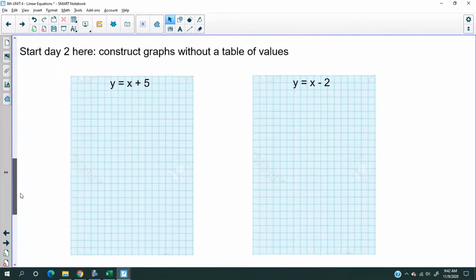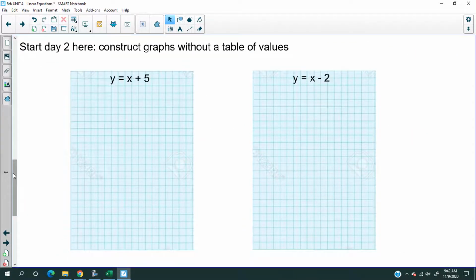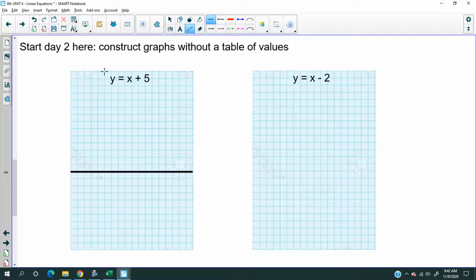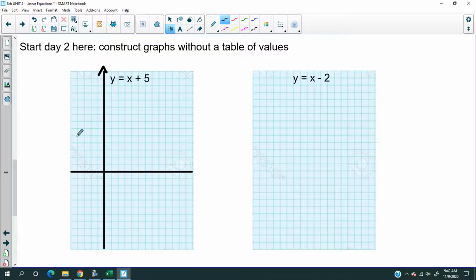Now, today we're going to talk about how to construct graphs without a table of values. So right off, we have to set up an xy axis, a coordinate plane. So here's our coordinate plane, and we have all the accoutrements: the xy axis labeled with the arrows. Now, here's what you can do.